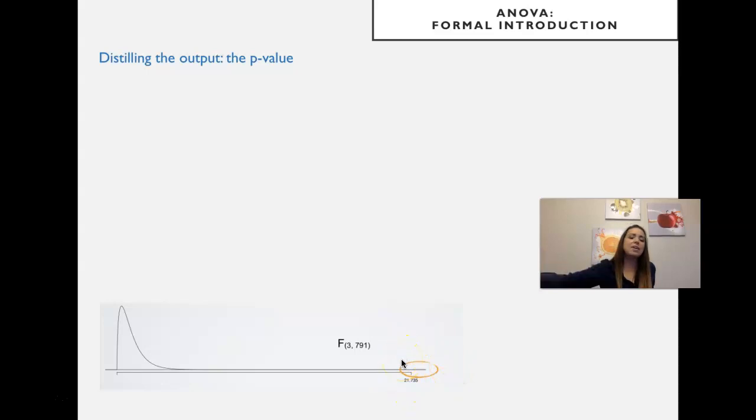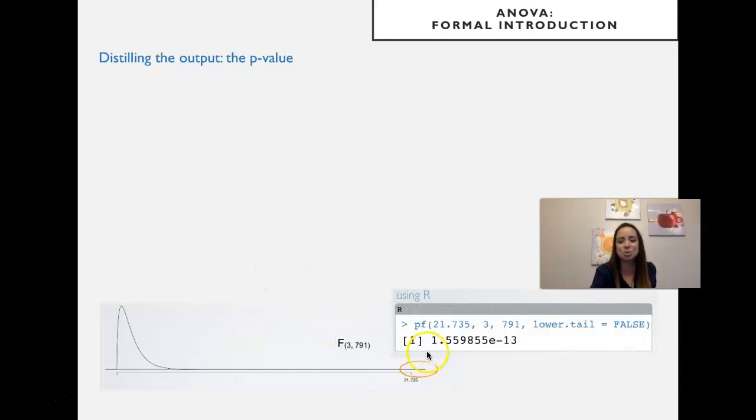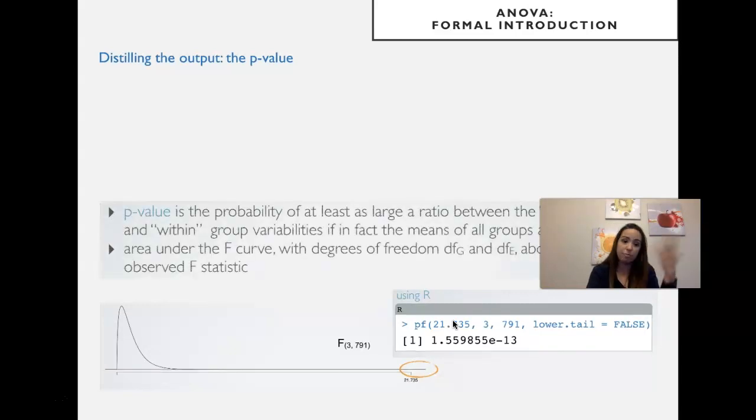Imagine it's right at the tail. You almost get 0 probability of getting that. So that's our sampling distribution under the null hypothesis. And what's the probability of us getting this particular value given these degrees of freedom? And lower tail is false because we want upper tail. We don't want anything on this side. The probability is 0.0000, 12 zeros, 1. So it's pretty close to 0. The probability of seeing that much more between group variability than within group variability is very, very unlikely under the null hypothesis, where F basically equals 1.